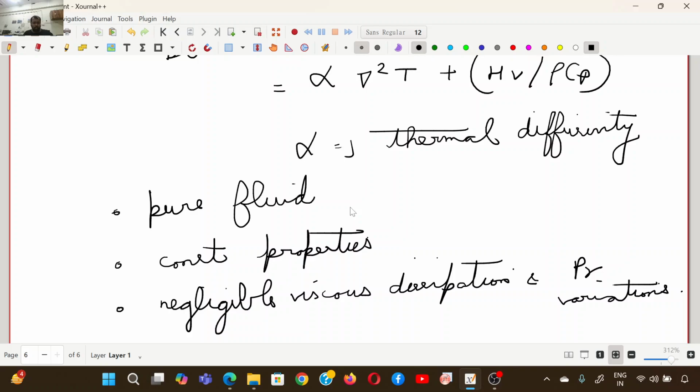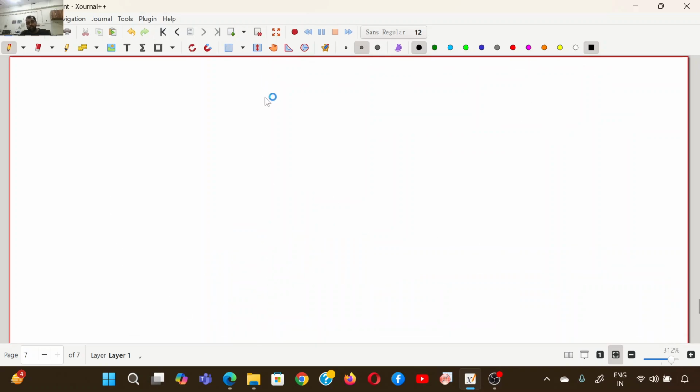So let's take a 5 minute break now, and then we'll come back and look at the boundary conditions. Like in the case of momentum transfer, we also had some boundary conditions, right? So here also we'll have some boundary conditions. So just take a small break.